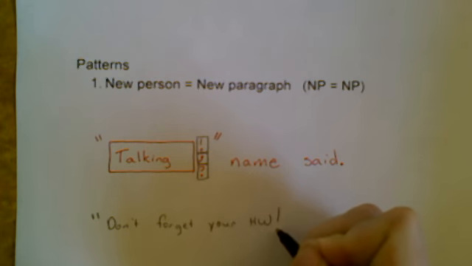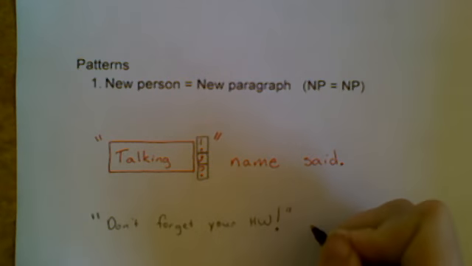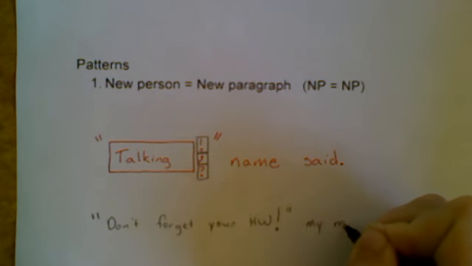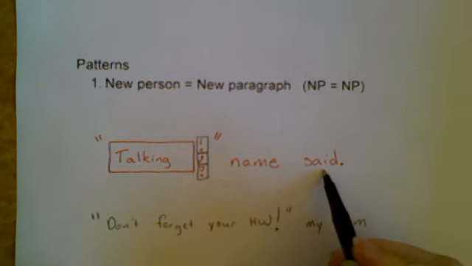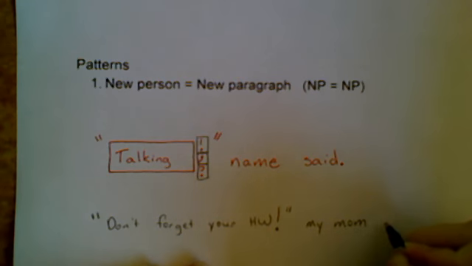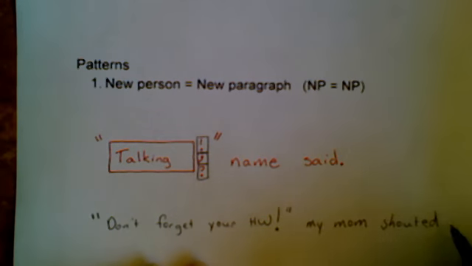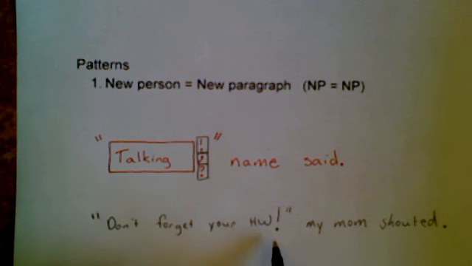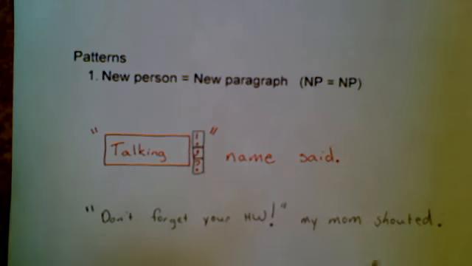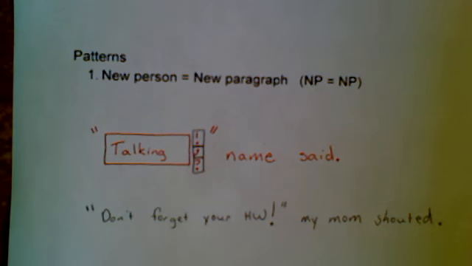Don't forget your homework. We have the quotation, the name, my mom. I can use said. I could use shouted. I could use yelled. I'm going to say my mom shouted. I need my period. So: "Don't forget your homework!" My mom shouted. If you forget this pattern, you can always go ahead and recreate it.